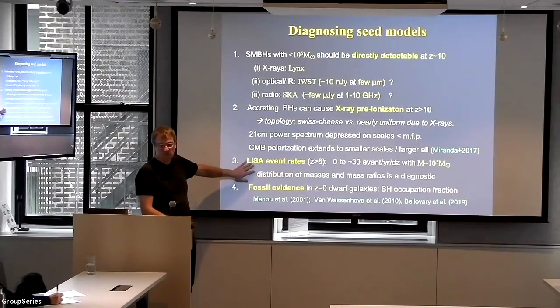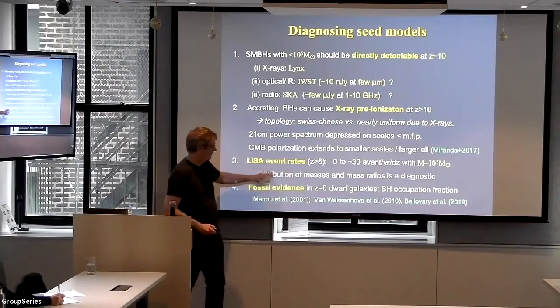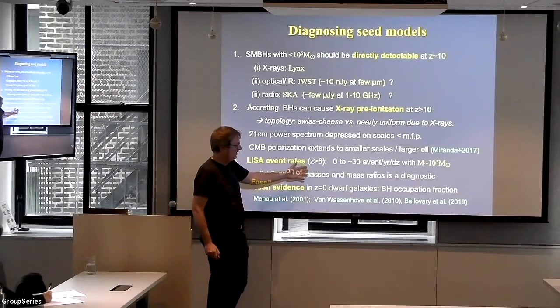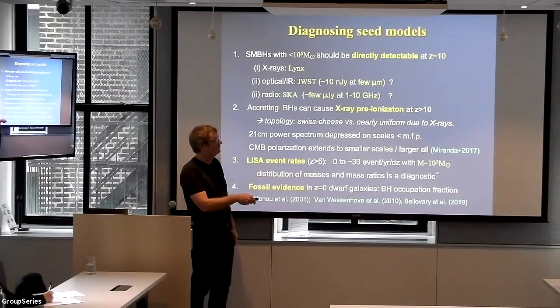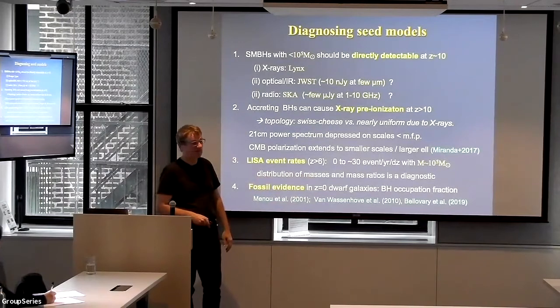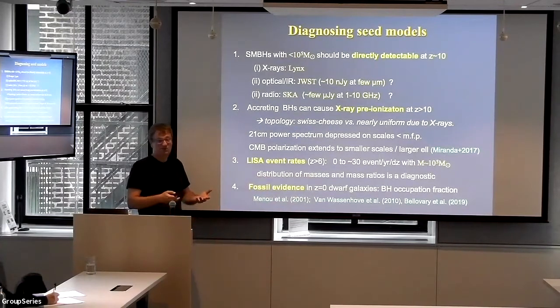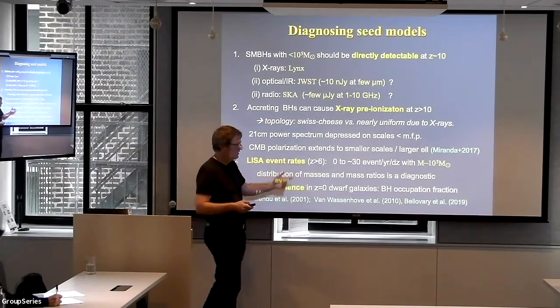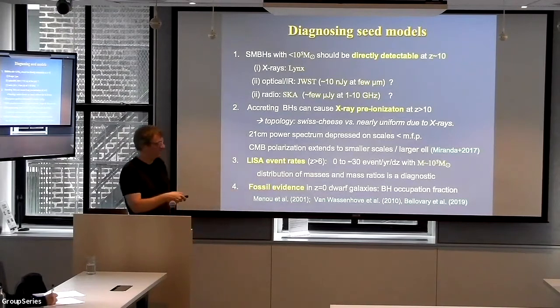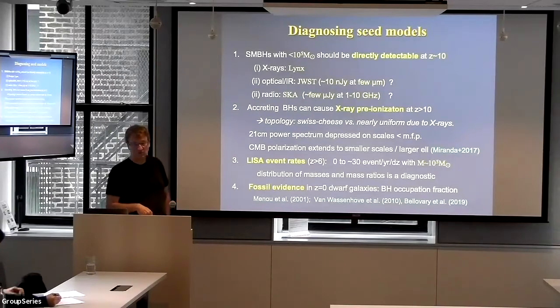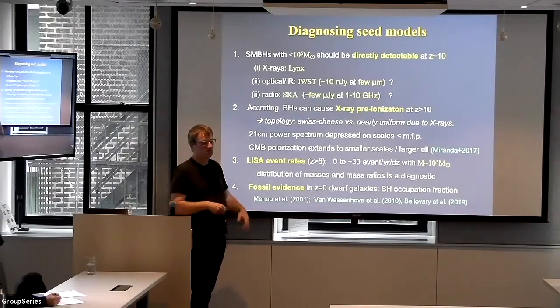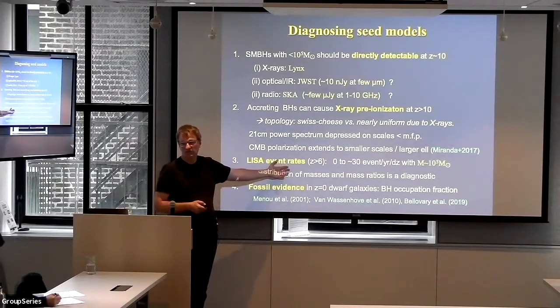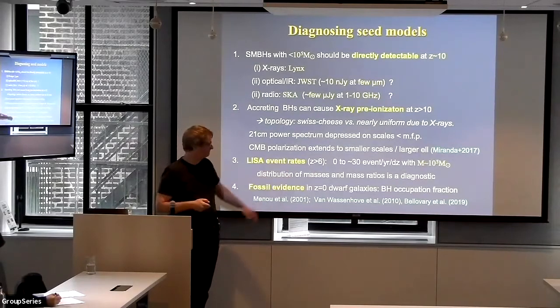My favorite instrument is LISA, the gravitational wave detector which will fly in space and can go well below this 10^5 solar mass at redshift 10. If these black holes merge, then there will be several dozen merger events in standard modeling of the subsequent evolution of these black holes, and the distribution of mass ratios and the number of events will tell you something about this early black hole assembly.